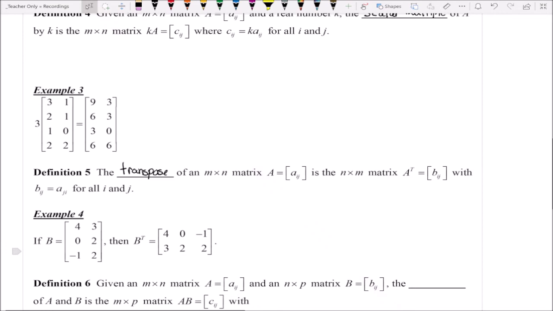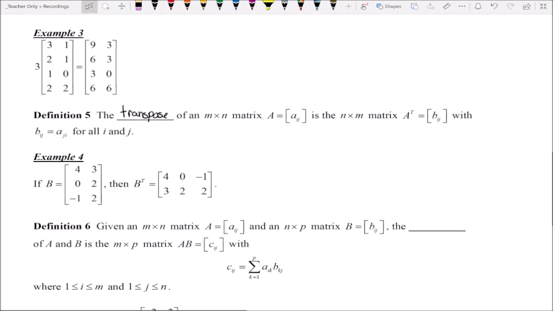But look, it also works. The first row would be 4, 0, negative 1. The second row would be 3, 2, 2. So again, when you take the transpose of a matrix, all you do is you make each row of the original matrix the corresponding column of the transpose matrix.